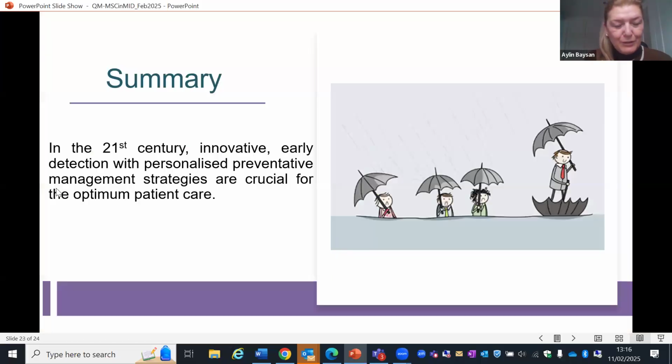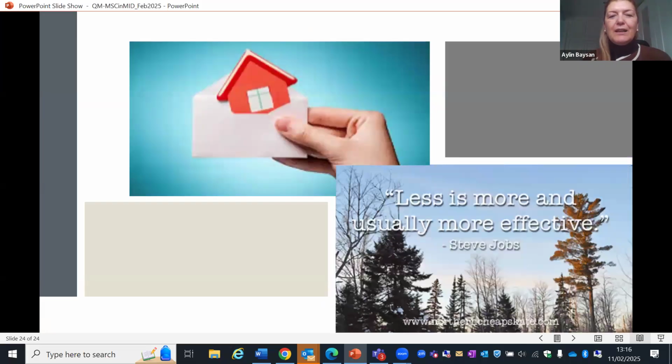Excellent. I hope you had a chance to hear the testimonials as well. And now, a summary. I believe that in the 21st century, we have to be ahead of everyone. Innovative early detection with personalized preventative management strategies is crucial for optimum patient care. And as my last slide, the take-home message is: less is more, and usually more effective. Thank you very much.